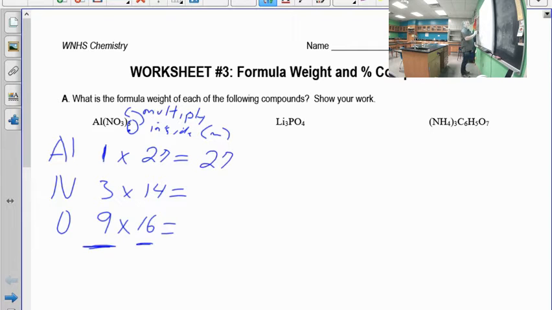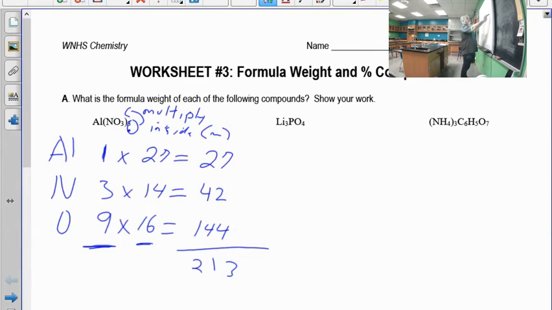So we have 27 mass units coming from our aluminum. We have 42 mass units coming from our nitrogen. And 9 times 16 gives 144 units coming from our oxygen. To get the formula weight, we just have to add these all up: 27 plus 42 plus 144 is 213, if I did my math correctly. Just add up all those numbers. I'm going to skip over Li3PO4 just because of the space on my whiteboard.